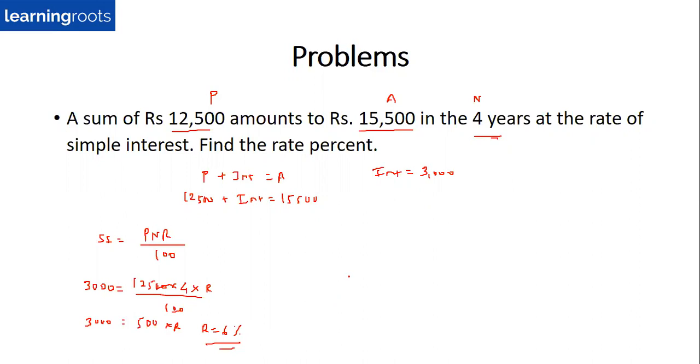Now, we can look at this from another point of view as well. There's another way of solving this question, which doesn't involve writing the whole SI equal to PNR by 100 formula. So let's quickly look at how you can solve that.